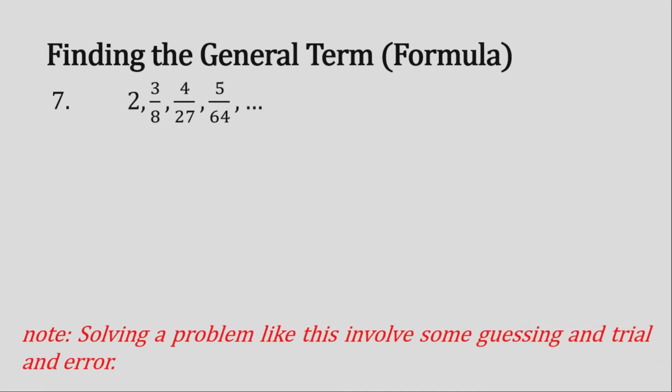Now, in example number 7, this kind of problem can be answered using trial and error and some guessing. All you need to do is to plot all the numbers here. So that is 2 over 1. 2 and 2 over 1 is the same. That is 3 over 8. Next is 4 over 27 and 5 over 64.